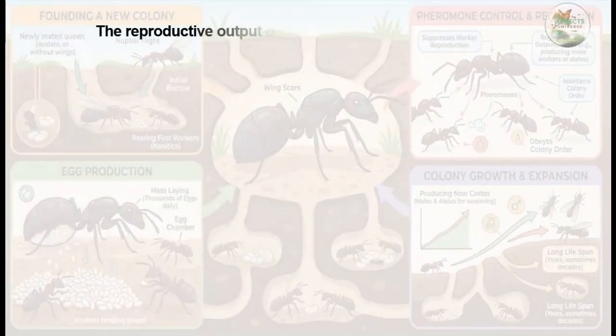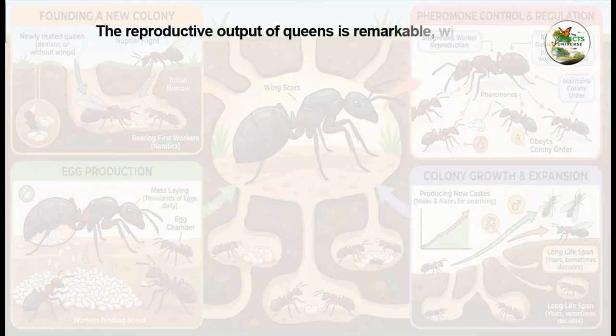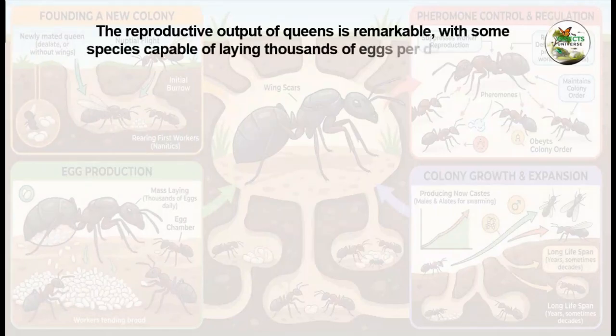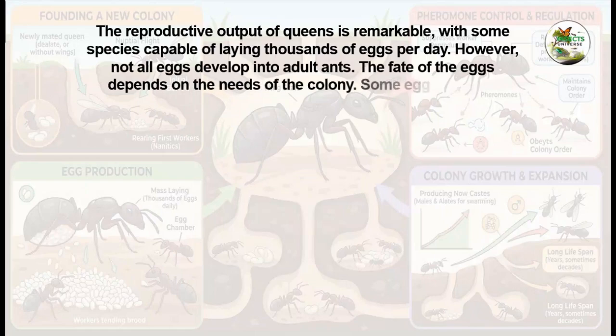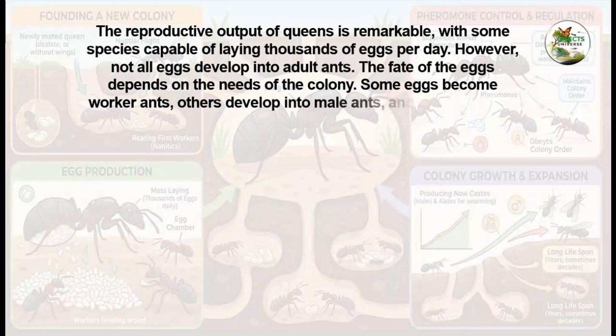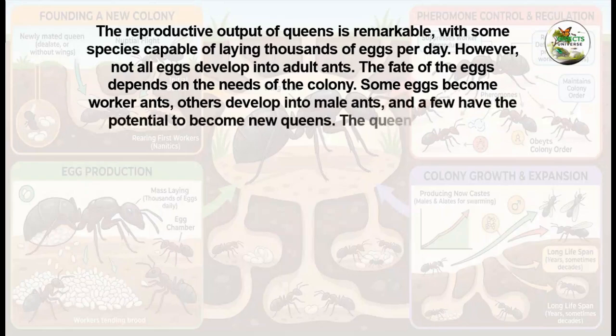The reproductive output of queens is remarkable, with some species capable of laying thousands of eggs per day. However, not all eggs develop into adult ants. The fate of the eggs depends on the needs of the colony. Some eggs become worker ants, others develop into male ants, and a few have the potential to become new queens.